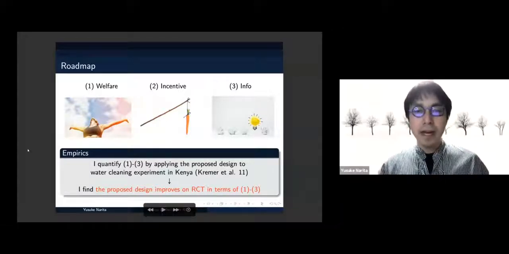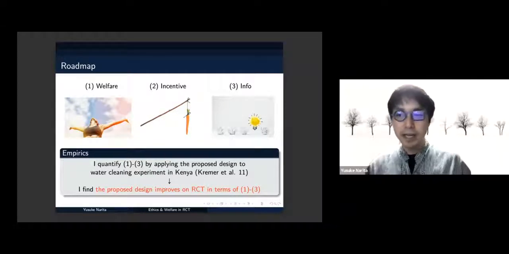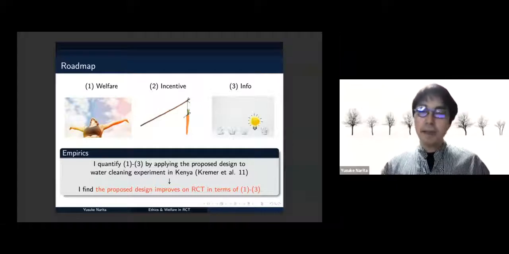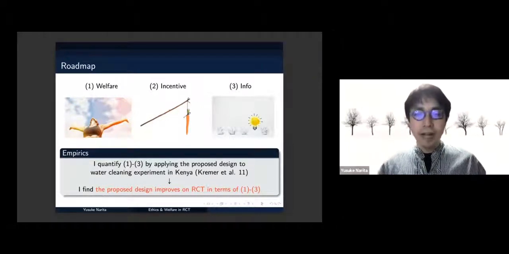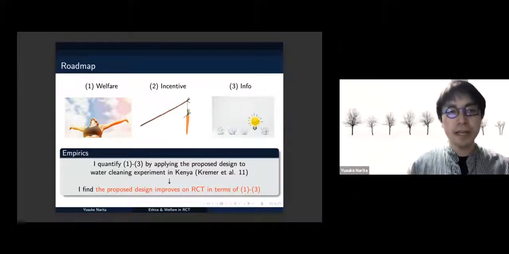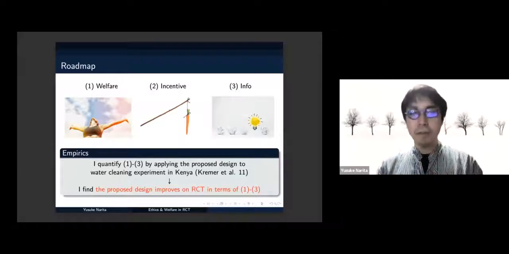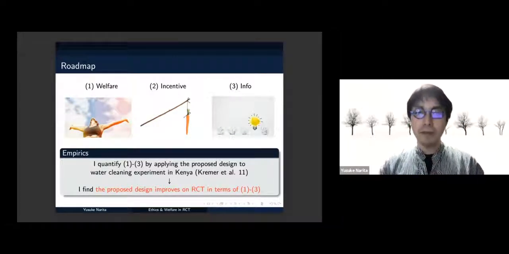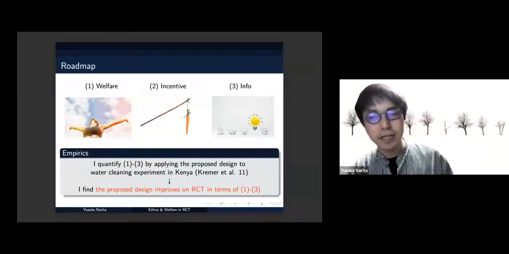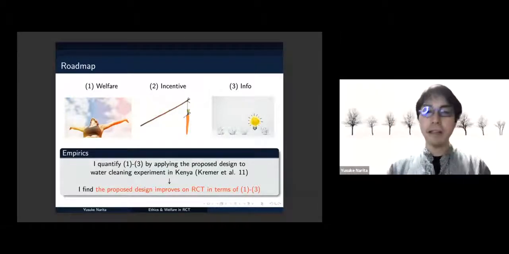My empirical analysis is going to be based on data coming from a water cleaning experiment done in Kenya in mid-2000. Through this empirical application, I'm going to find that the proposed design is indeed substantially better than RCTs in terms of these three properties. Specifically, it's possible to improve the predicted welfare of experimental subjects while producing almost the same treatment effect estimates with almost the same standard errors or precision.